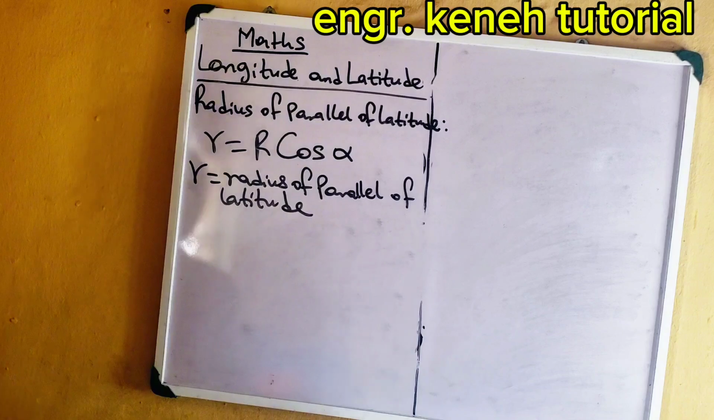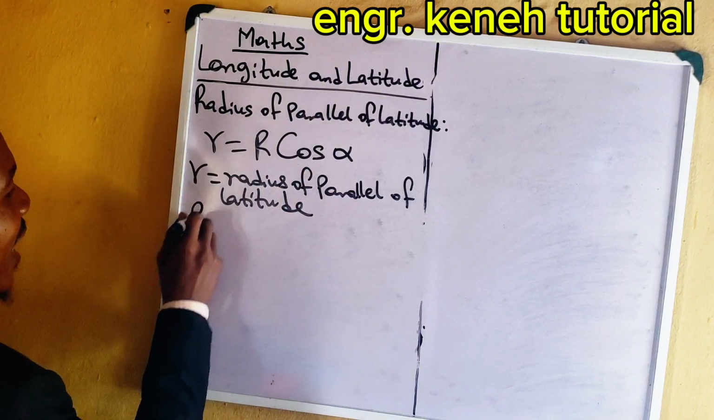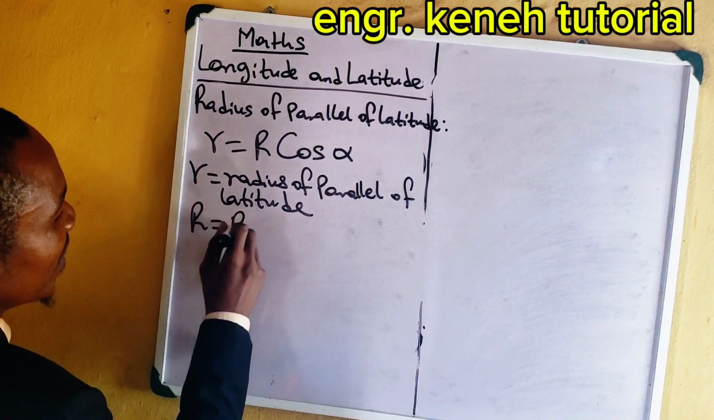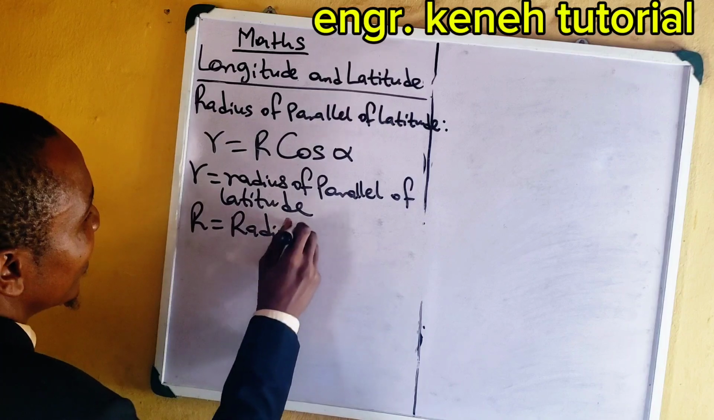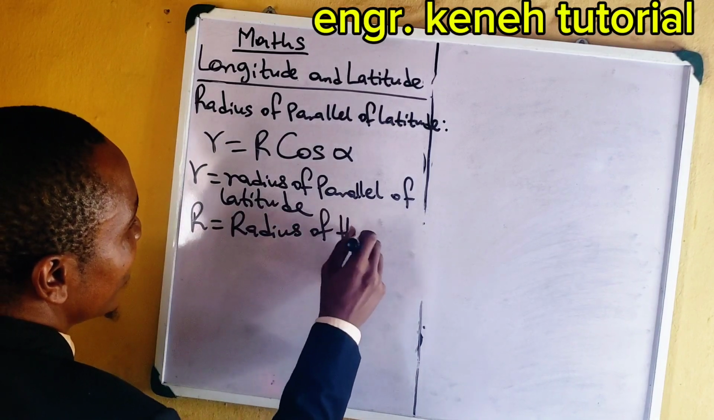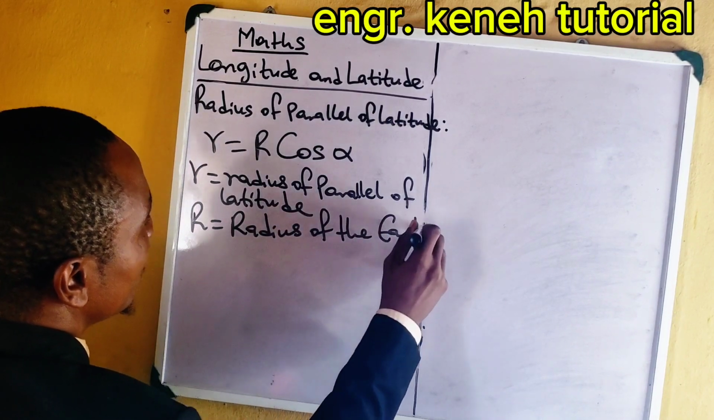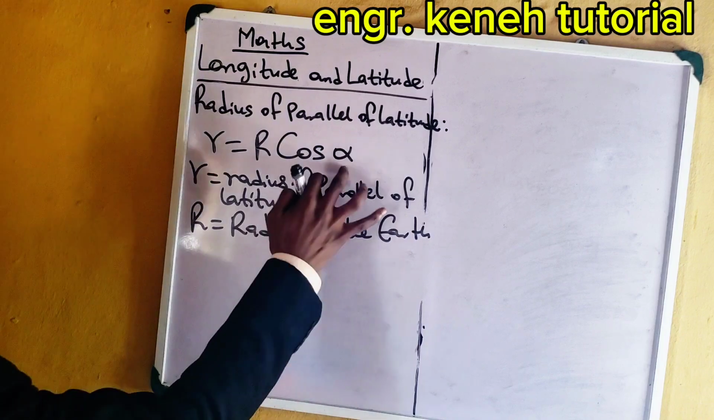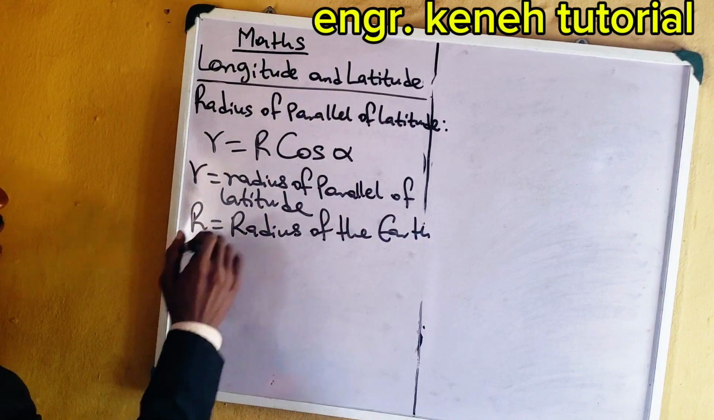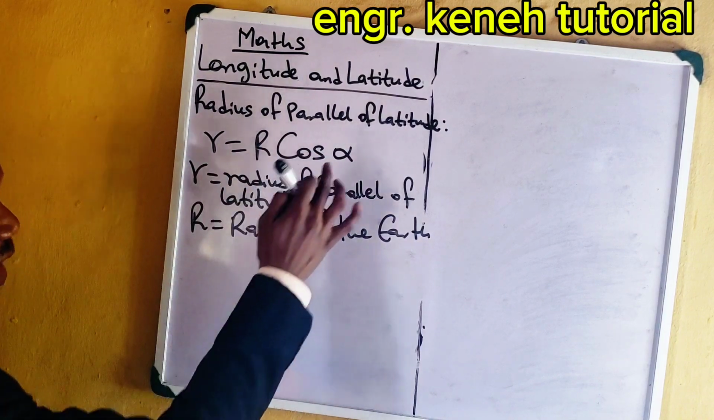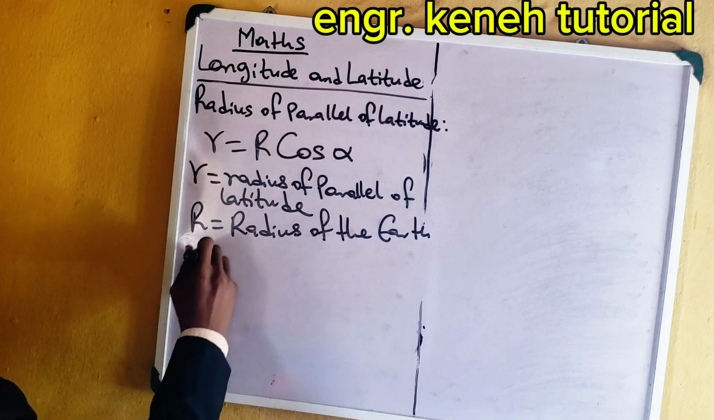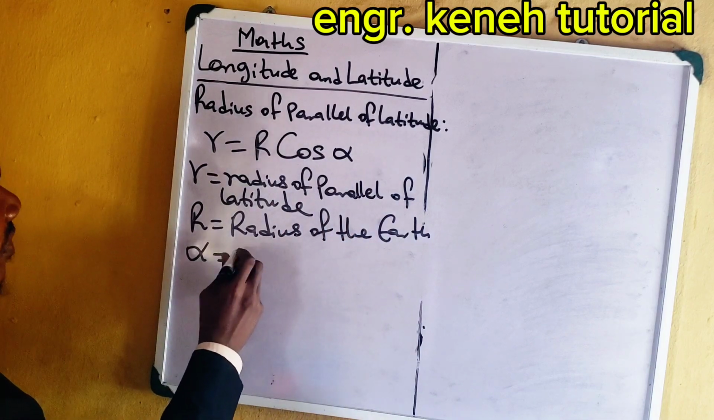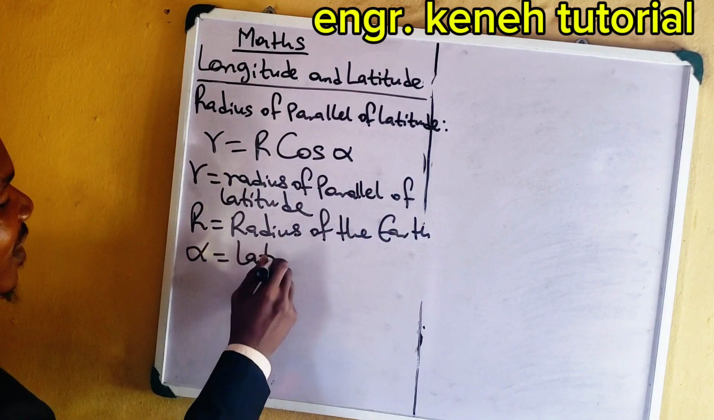The capital letter R, I've said that one before, is the radius of the earth. Can you see that? Alpha, not theta, is the latitude.